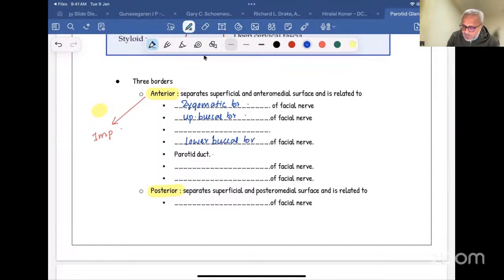We have the parotid duct. Then we have the marginal mandibular branch of facial nerve, right? If you mention zygomatic, upper buccal, lower buccal, and marginal, these four nerves are good enough, and one duct, that is the parotid duct, right? This is regarding the anterior border.